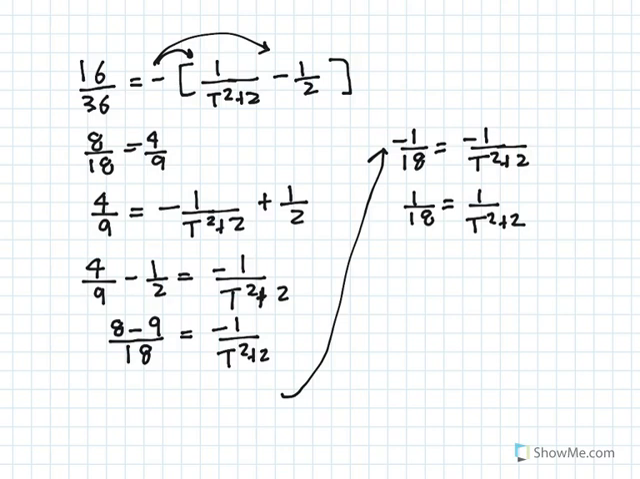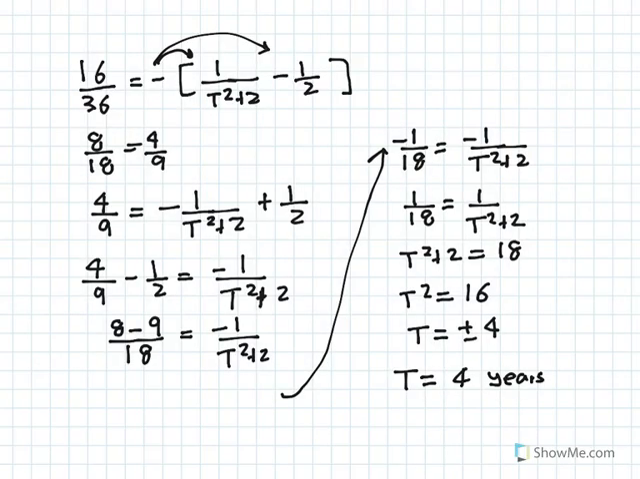Now let's cross multiply, and we get t squared plus 2 is equal to 18. Subtracting 2 from both sides, we get t squared is equal to 18 minus 2, which is 16. Square root that, and we get t is equal to plus or minus 4. But since we're looking for number of years, we will only take positive time. T is equal to 4 years.